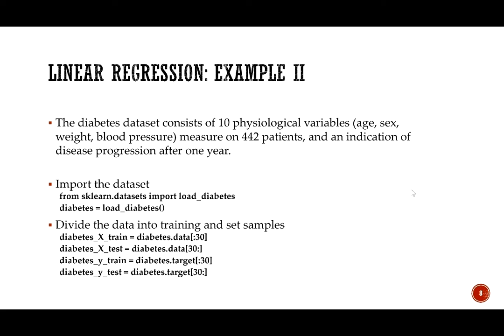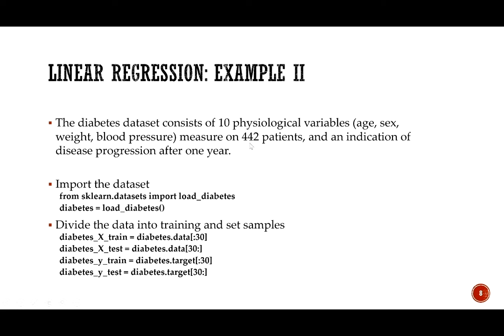Now, in our second example, we want to use the scikit-learn library. There are some data sets which are already uploaded to that library, and we can use that to train regression models. In this example, we are using the diabetes data set, which consists of 10 physiological variables like age, sex, weight, blood pressure, etc.